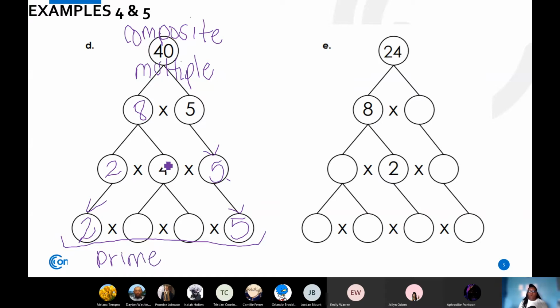Okay, and is 4 prime or composite? Composite. Very good. And 2 times 2 equals 4. Now, someone other than Jalen, I know she's got it. Someone other than Jalen, tell me, how do I know I've factored 40 correctly?